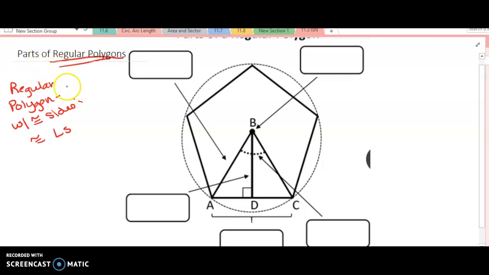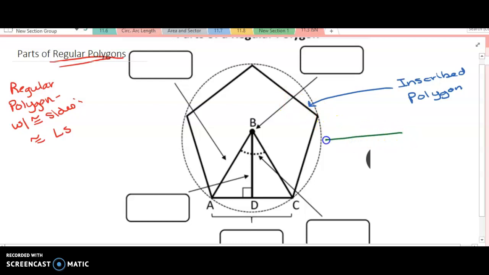One thing we know about all regular polygons is they can be inscribed in a circle. So this would be an inscribed polygon. And this was one of your vocabulary words in your circles vocab that you should know. And then anytime you have an inscribed polygon, this circle is called a circumscribed circle. Those you should know.